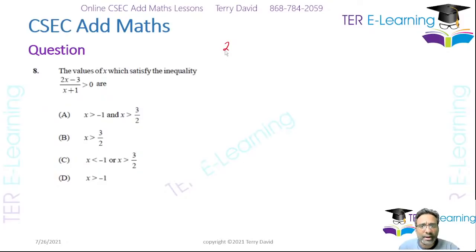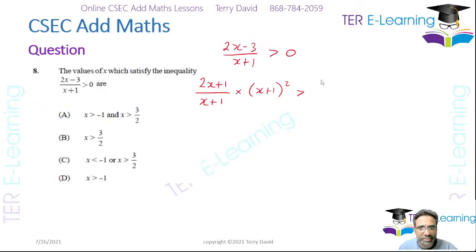So we have 2x minus 3 over x plus 1 is greater than 0. Now, if you have a question like this, there's a technique that we use to solve this. We need to multiply by, so you put back the 2x plus 1 over x plus 1. But what we're going to do is multiply that by x plus 1 squared. On the right hand side, if you multiply by the same thing, you're going to get 0, so I'm not going to write that there.